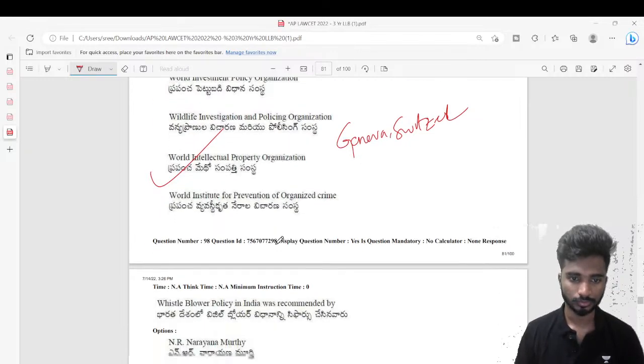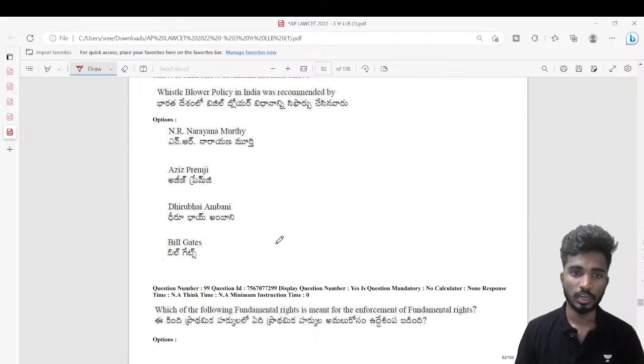Next, whistleblower policy in India was recommended by.